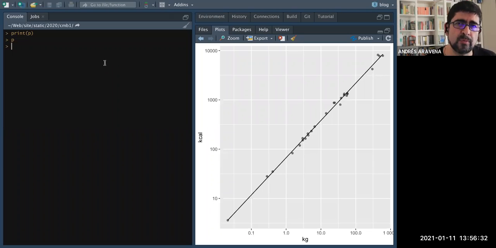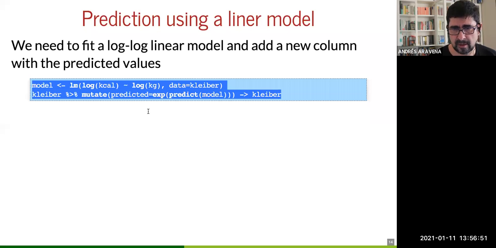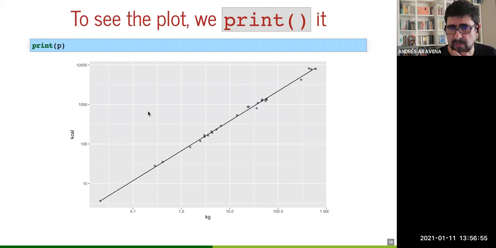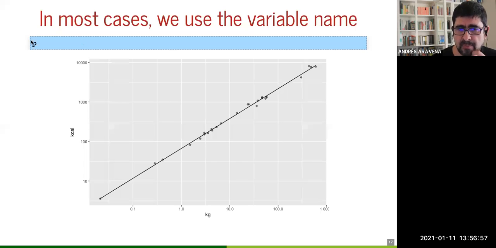Why is this useful? Because I can modify it. Remember that in ggplot we add new layers, so I can add new layers later. I can do this plot and then add more and more things. Let's do that. This is the plot, and I just print it with P. I can replicate it again.